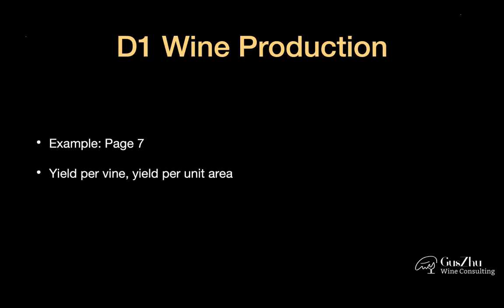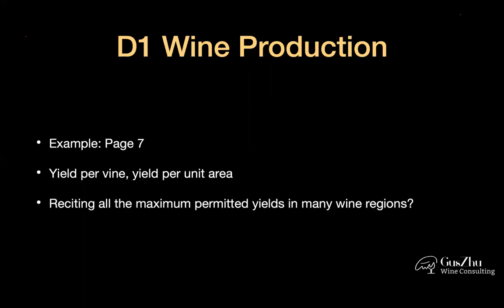In D1 studies, I often receive students' messages online, just saying, oh, do we need to memorize all the maximum permitted yields in many classic wine regions? Such as, oh, Sauternes, what is the maximum permitted yield? What's the number? Do I need to memorize all of them? The answer is not necessarily.